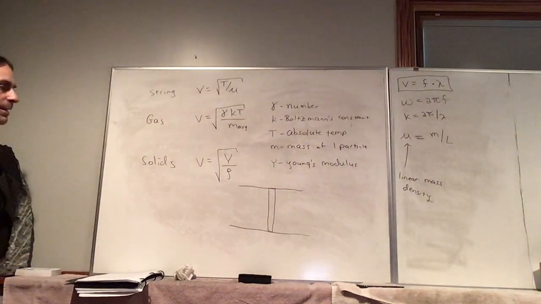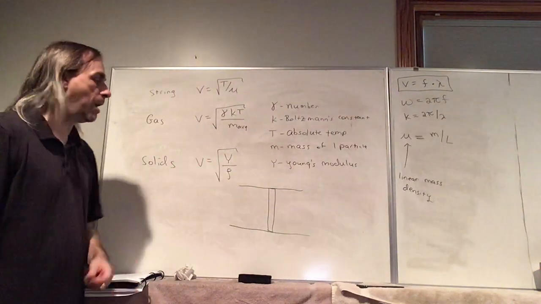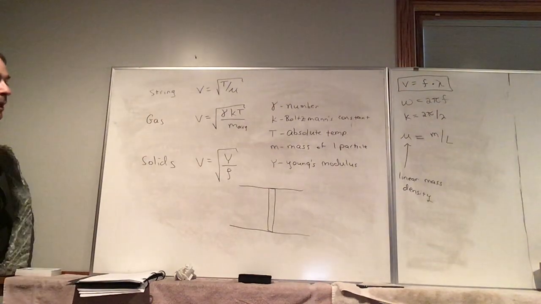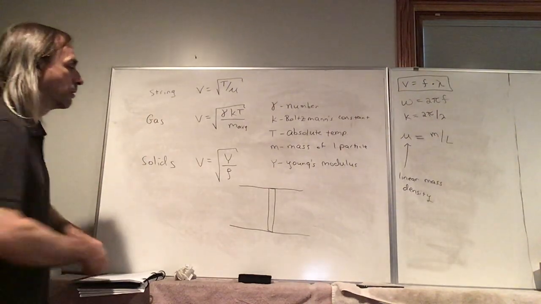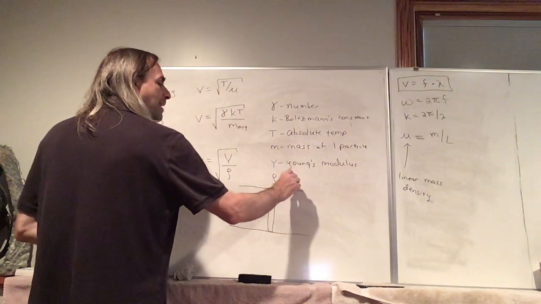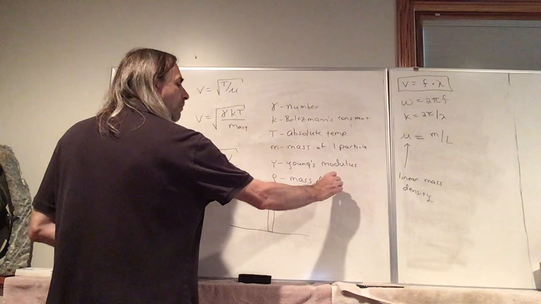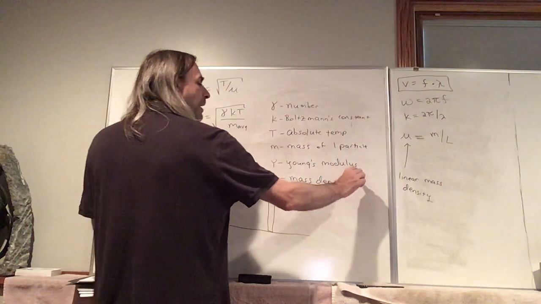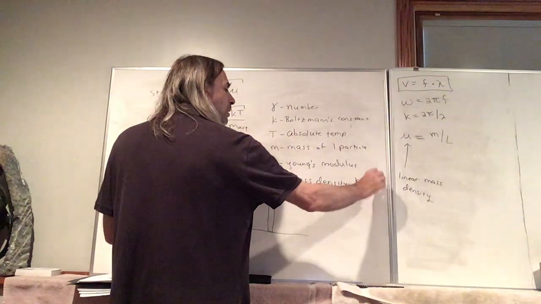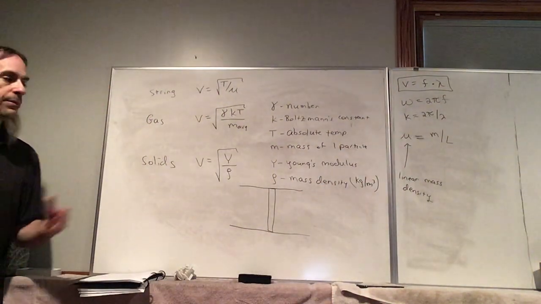So again, we don't have to worry about the details, but that's just what it is. And again, something you'd look up, like for concrete, you look up Young's modulus for concrete, or whatever material you're looking for. And then rho, that is the mass density. So that'd be like kilograms per cubic meter would be the basic SI units.